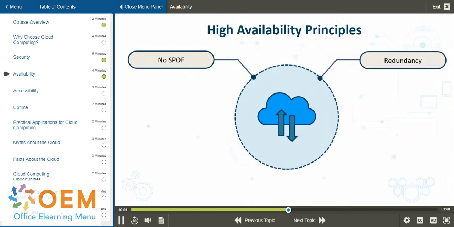Then there's redundancy, the idea that services and data live in different locations on backup servers in different geographic locations, for example. So if one goes down, either unintentionally or intentionally, say for routine maintenance, the redundant server spins up so there's no loss of availability.